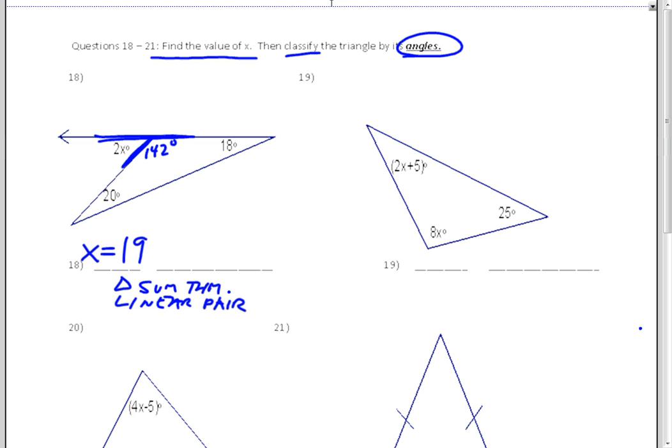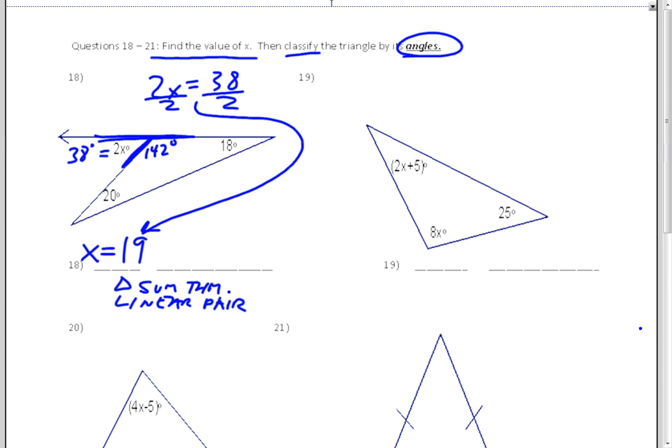So what is 2x equal to? 2x equals 38. So we ended up solving the equation 2x equals 38. Do a little division, and from that, x equals 19. In the process, you figured out every single angle that's inside the triangle. So how would you classify the triangle? Obtuse triangle.